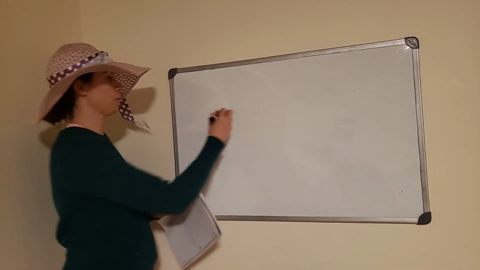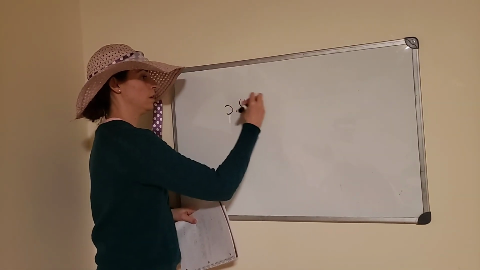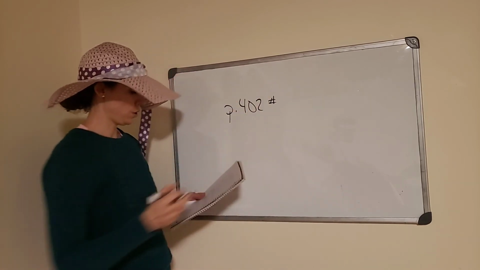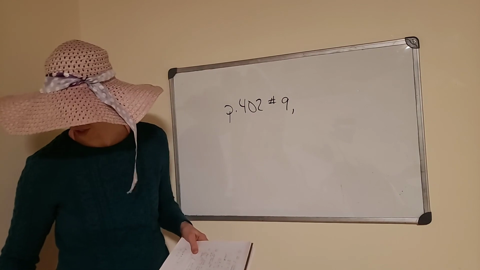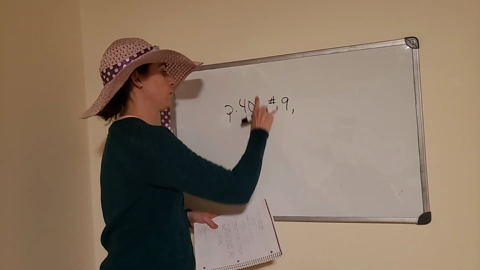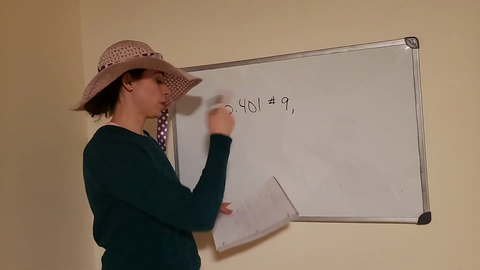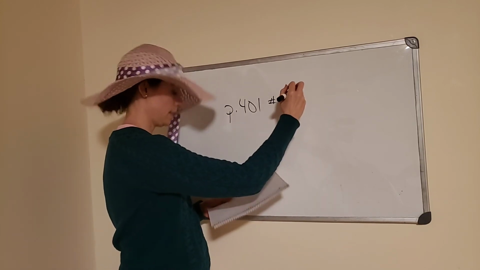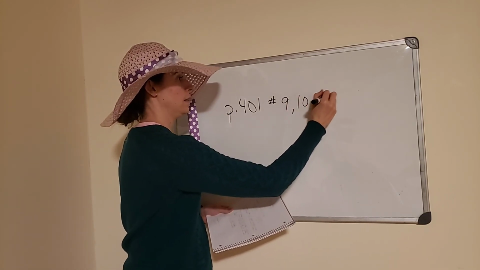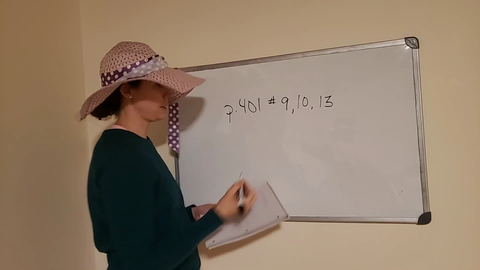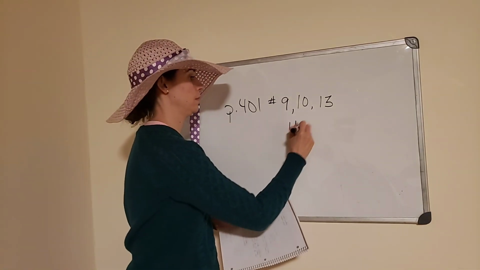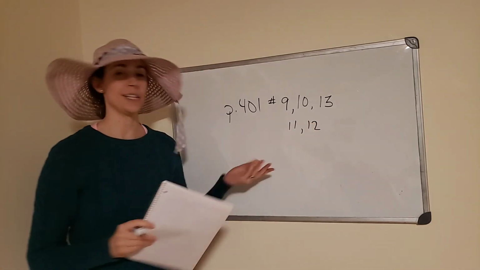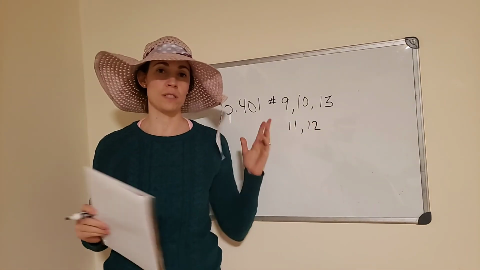So on page 402, you are going to do number 10. I think 10 is actually on the previous page, so number 9 is, sorry. Number 9, 10, and 13. And we just did number 11 and 12, so you should do 11 and 12 as well, but I just didn't go over those. So as long as you understand those, that's fine.